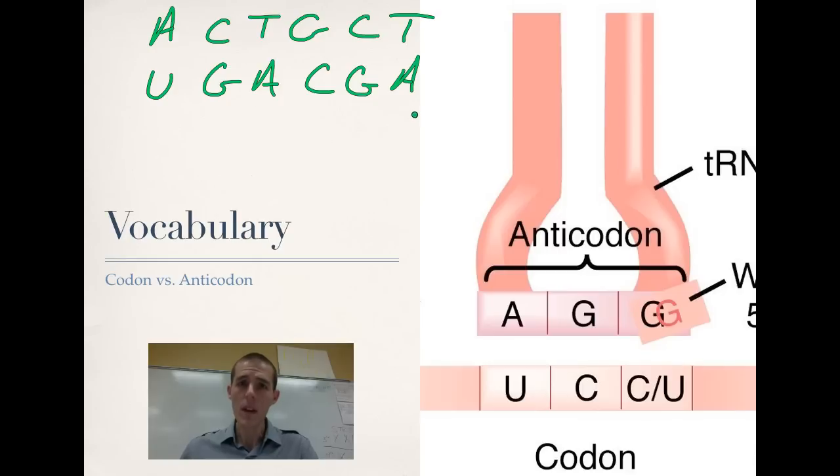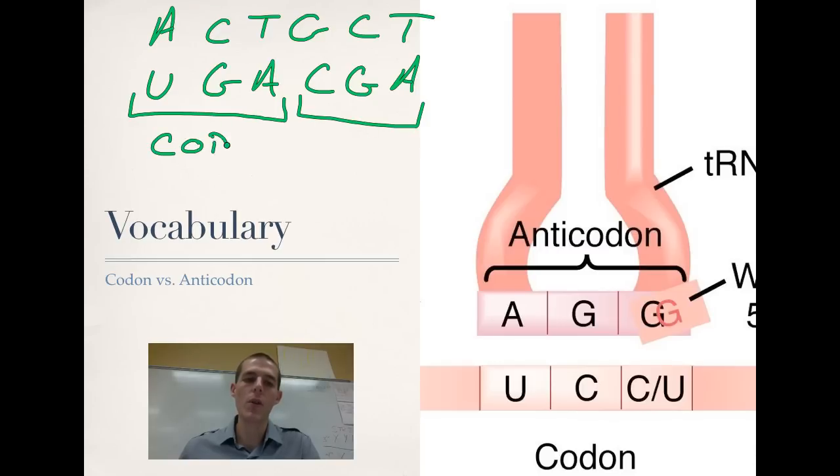Now, the way our body reads this, or the way the machinery in your cell reads this, is that mRNA is broken up into 3 base sections. Each 3 base section of the mRNA is known as the codon, and ribosomes read the mRNA 1 codon at a time, so 3 base sets.